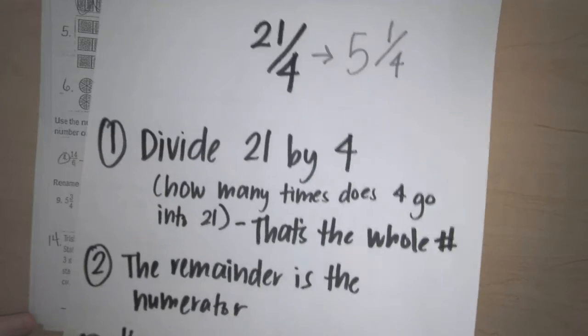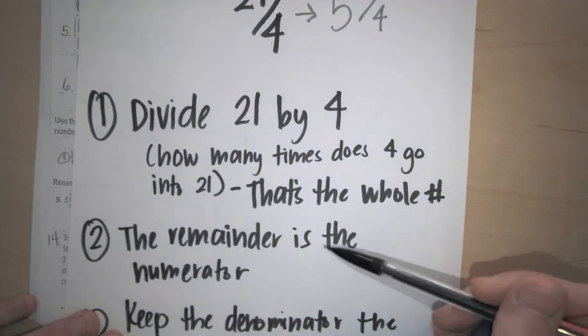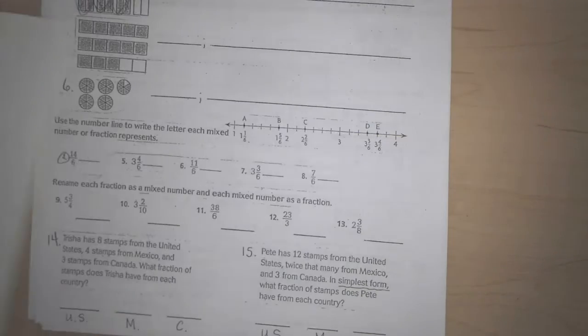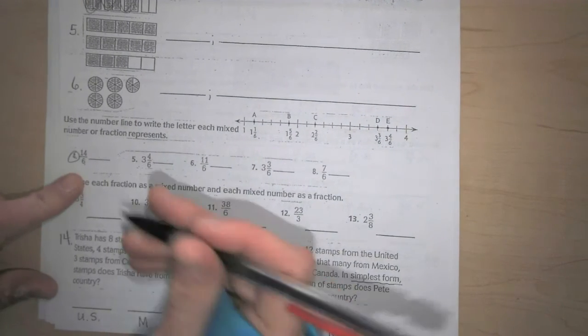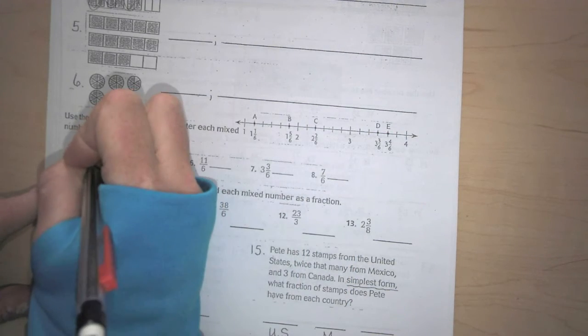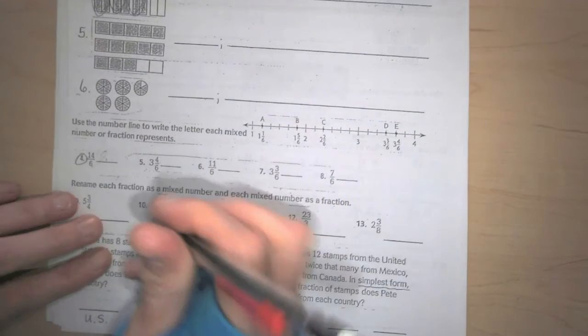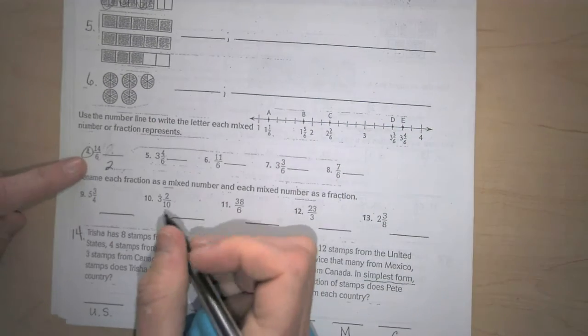To convert improper fractions to mixed numbers, you divide the numerator by the denominator. The remainder is the numerator, and then you keep the denominator the same. So I'm going to take 14 divided by 6. Well, I know 6 can go into 14 2 times. And then I have 2 left over.